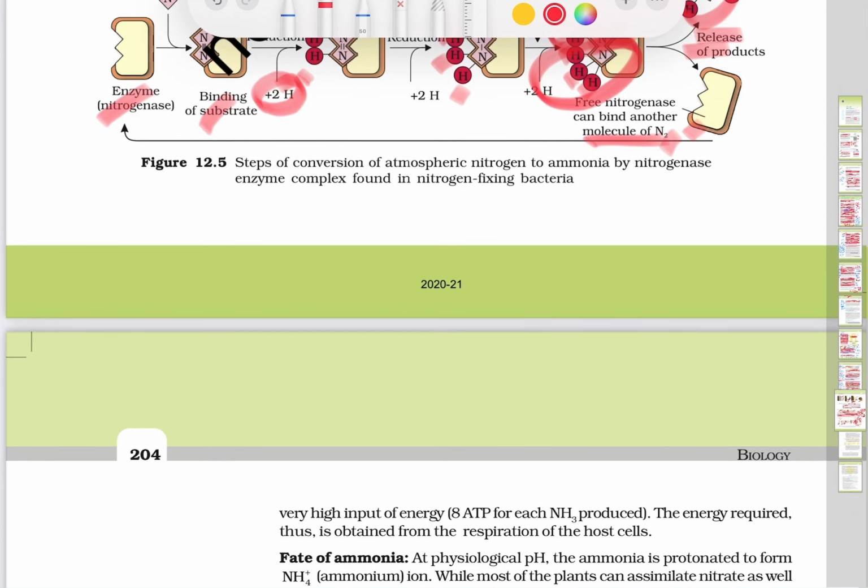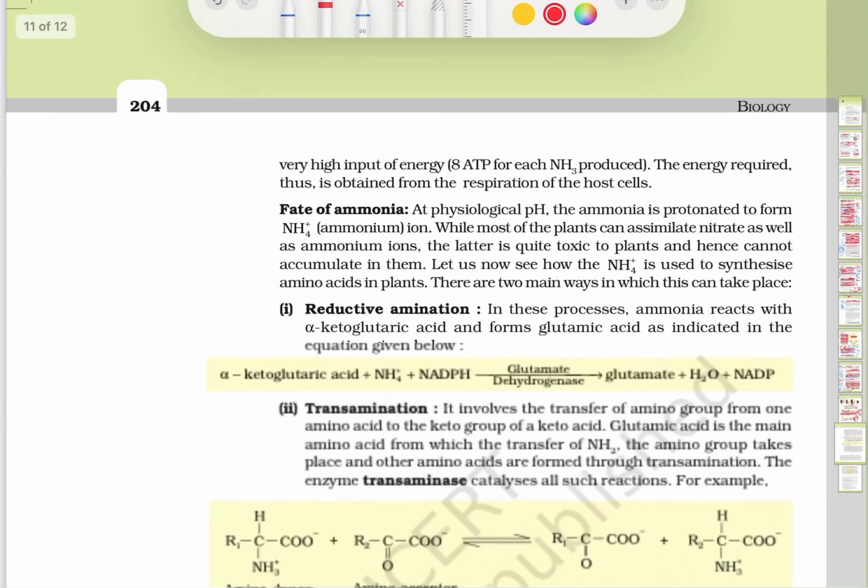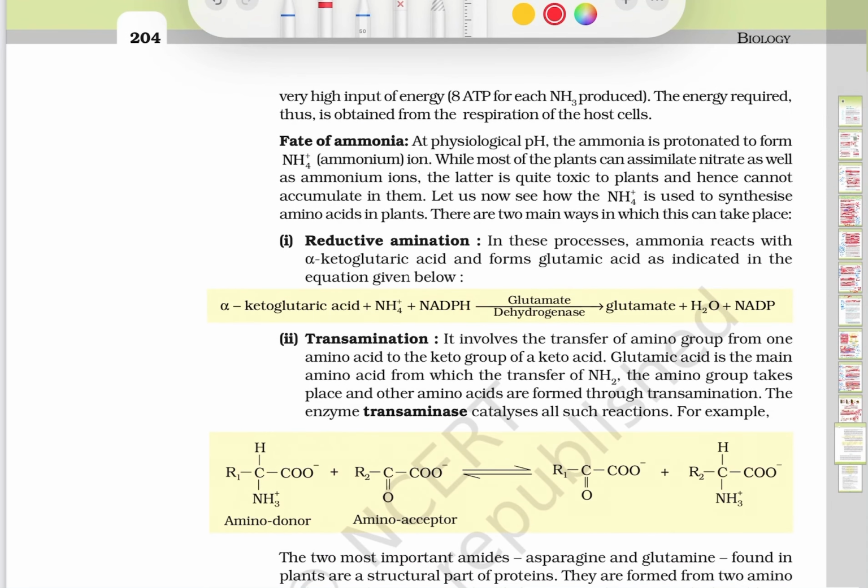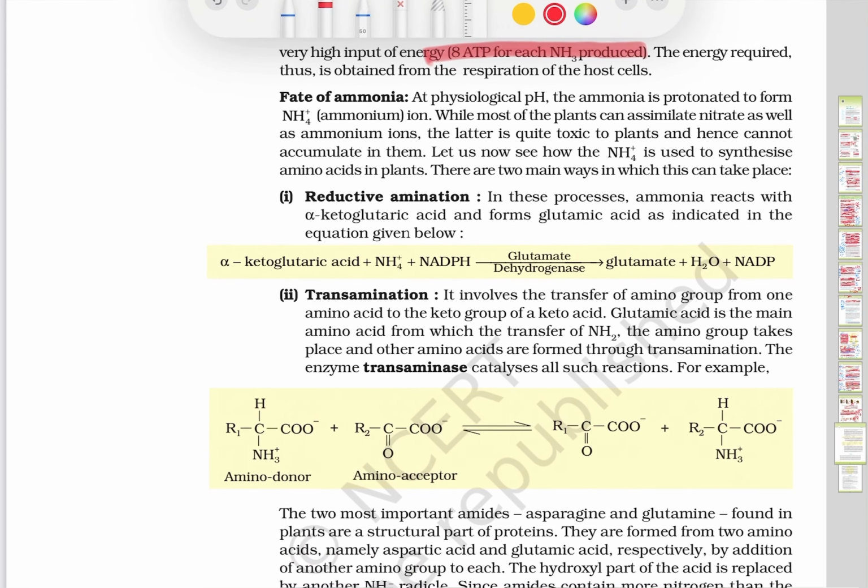Now, the fate of ammonia. At physiological pH, physiological means normal, the ammonia is protonated to form NH4+, ammonium. It's protonated: H+ hydrogen was added there and reduction took place. While most plants can assimilate nitrate as well as ammonium ions, the latter is quite toxic to plants and hence cannot accumulate in them. Let's now see how the ammonia is used to synthesize amino acids in plants.